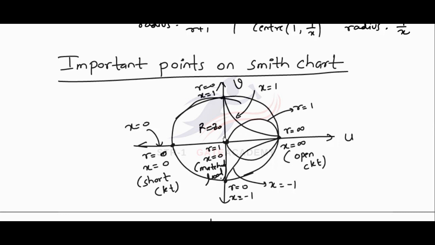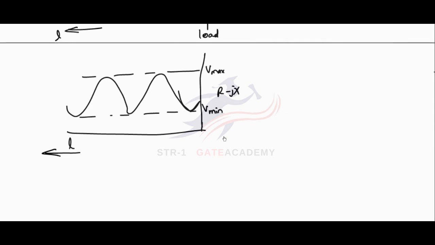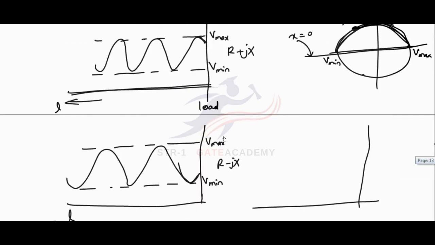So this is matched load. Here R is equal to Z naught. Now, coming back to this point, I am talking about the purely resistive loads. If the connected R is greater than Z naught, then it will be at Vmax.